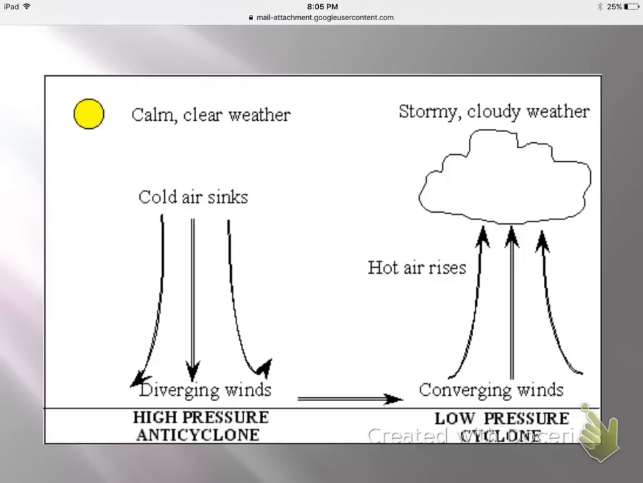This is just a picture showing what we just talked about. Here's your high pressure system, the first part, bringing us nice, calm, clear weather. Okay, our cold air is sinking. And then we have our low pressure cyclone over here, where your winds are converging and our hot air is rising and it's forming storms and cloudy weather. A way to remember it is if you're low, you're having a bad day. So low pressure brings bad weather.